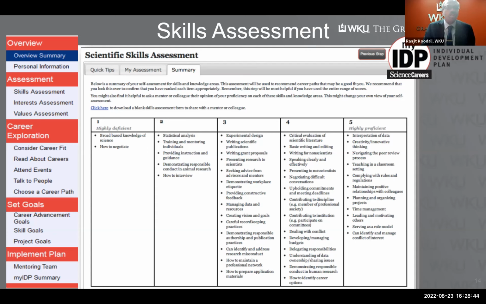1 is someone who's extremely new to science. 5 is someone who is a very seasoned faculty, so many of the graduate students would be between 2 to 4, and some of you may have some unique skill sets where you're already highly proficient, as this student had completed her skills assessment. So this is the skills assessment component.